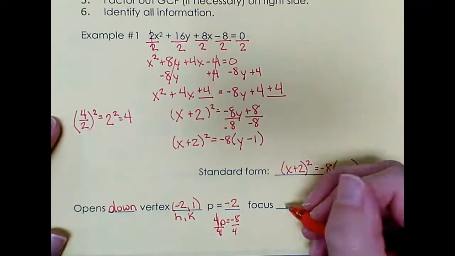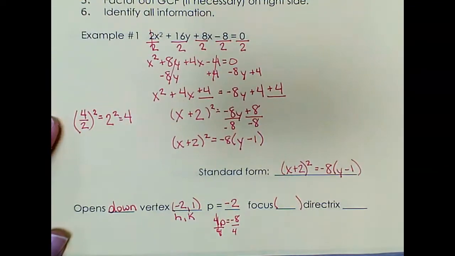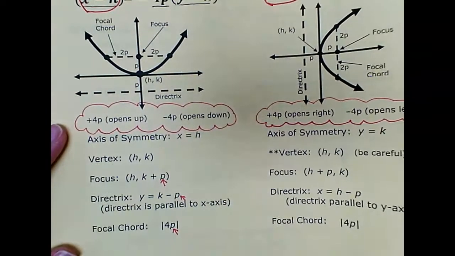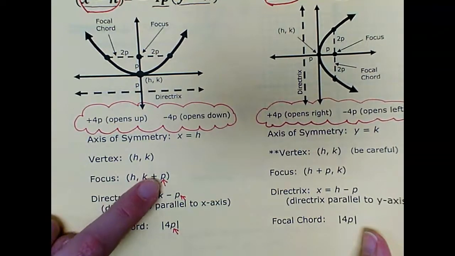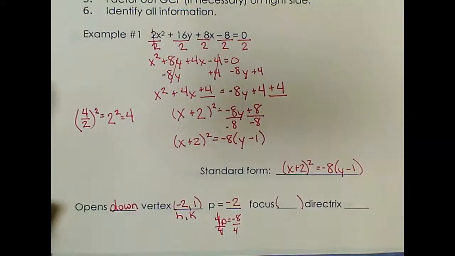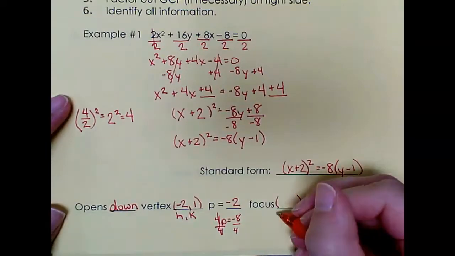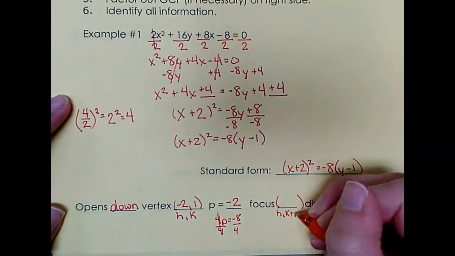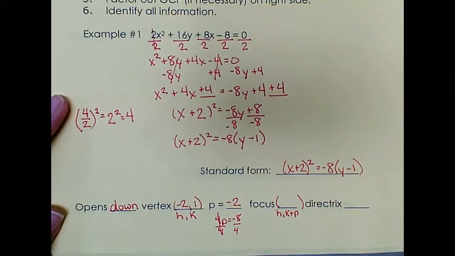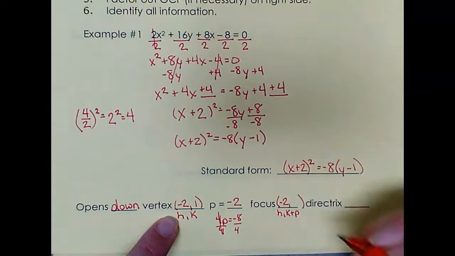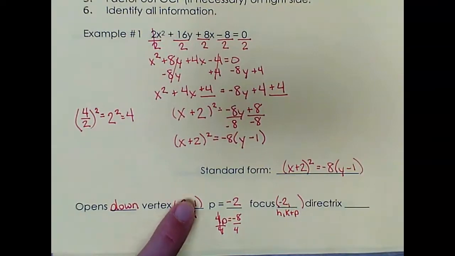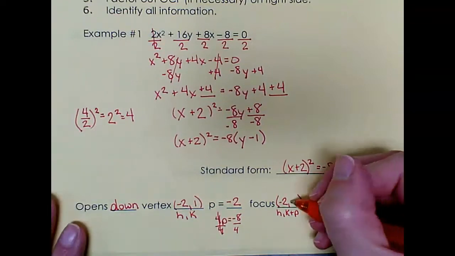Now the focus is an ordered pair. We learned from our notes in the previous lesson that the focus is h comma k plus p. So I'm going to write h comma k plus p. My h value is -2. K is 1, p is -2, so 1 plus -2 is -1.